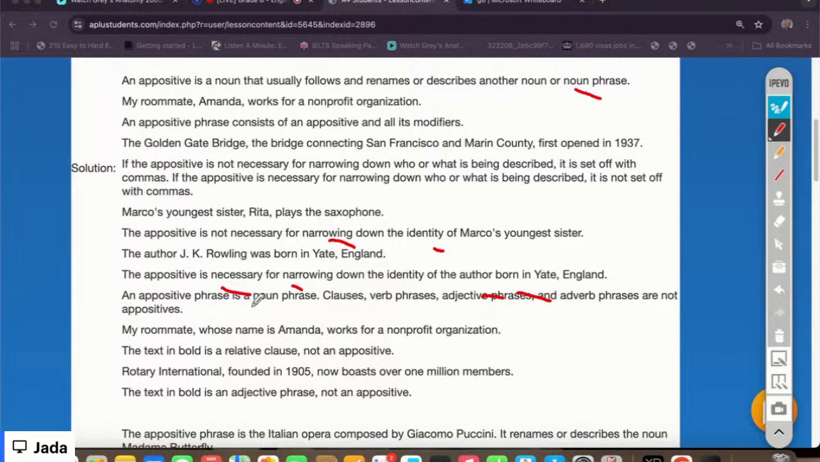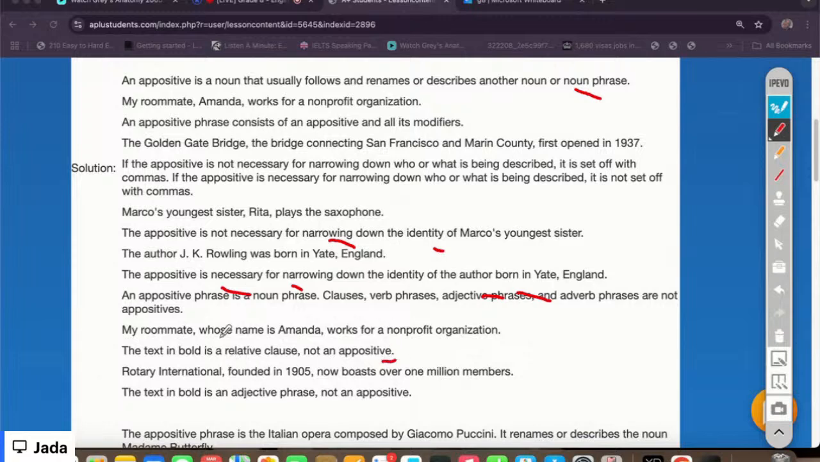Now, an appositive phrase is a noun phrase. Clauses, verb phrases, adjective phrases, and adverb phrases are not appositives. My roommate, whose name is Amanda, works for a non-profit organization. The text in bold is a relative clause, not an appositive.